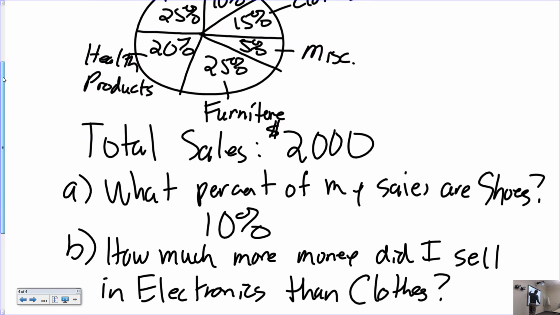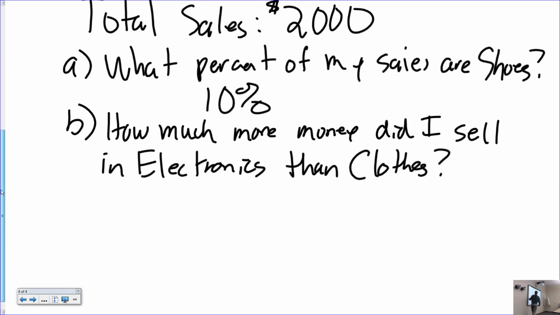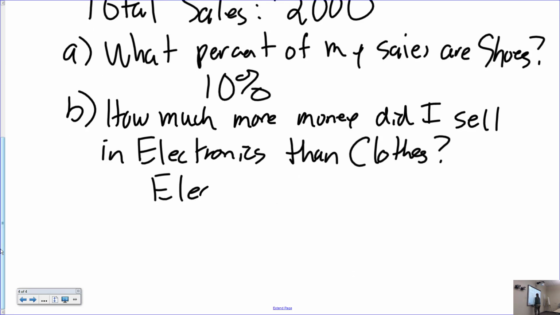Now notice, what did I ask for this time? Money. Now figure out the money, folks. All right? $200. Why? Because 25% of 2,000 is 500, and 15% of 2,000 is 300.